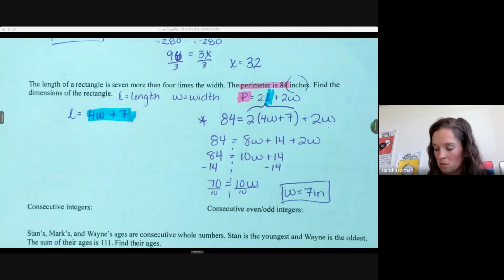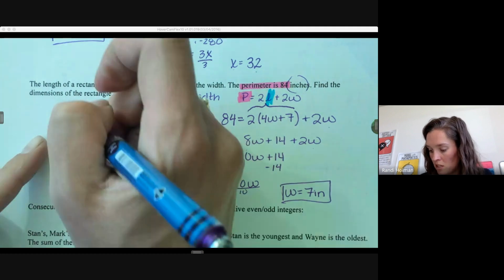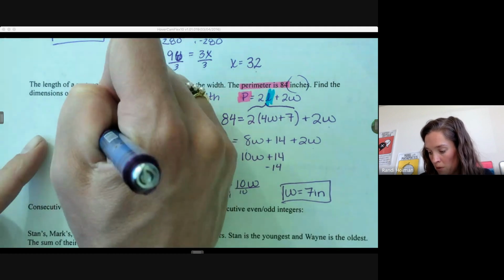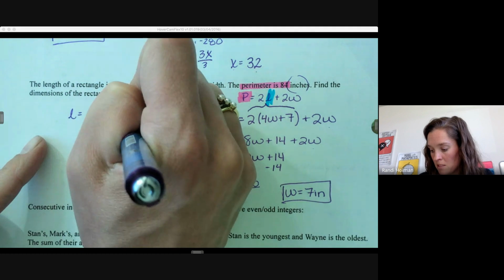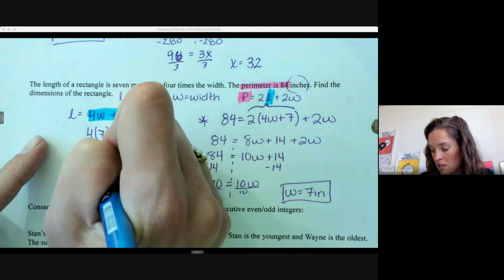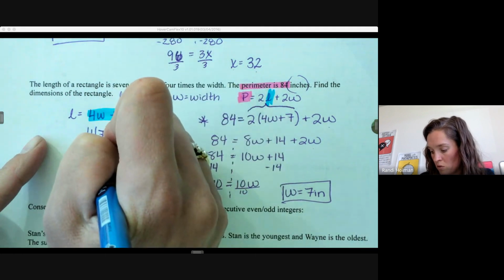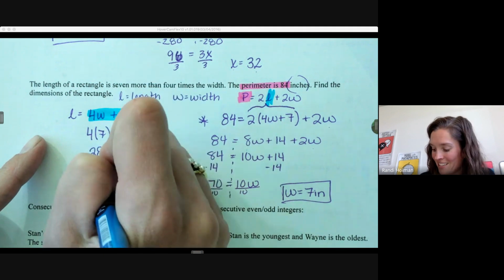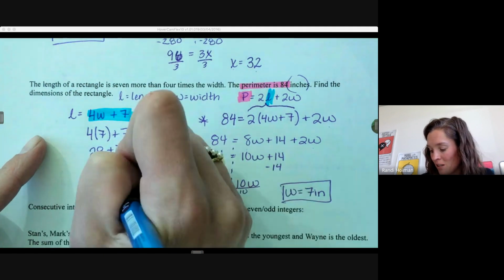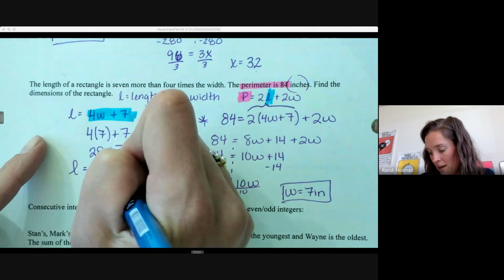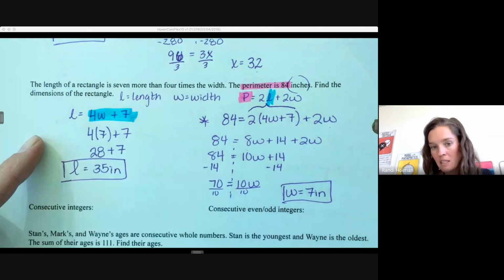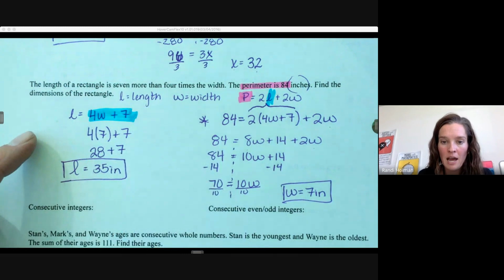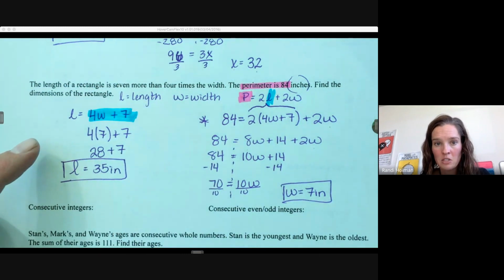So we want to find both dimensions. So we're going to take this 7 inches back up here and put 4 times 7 plus 7. 4 times 7 is 28. Plus 7 is 35. So the length is 35 inches. Okay, we can take a look at checking this just like we checked the other.